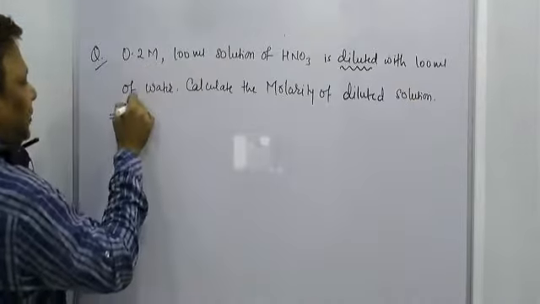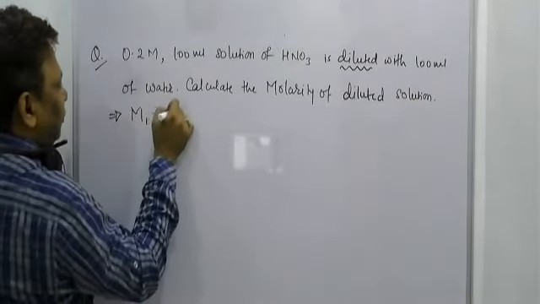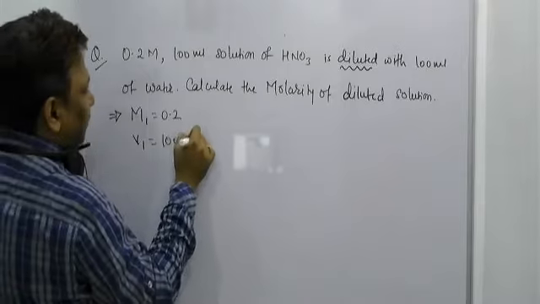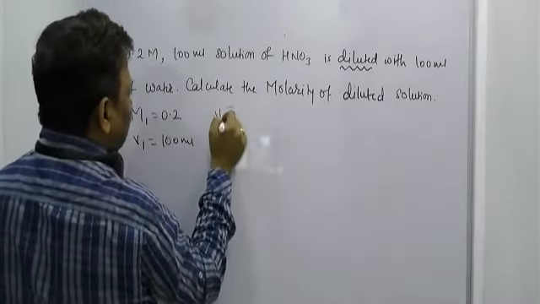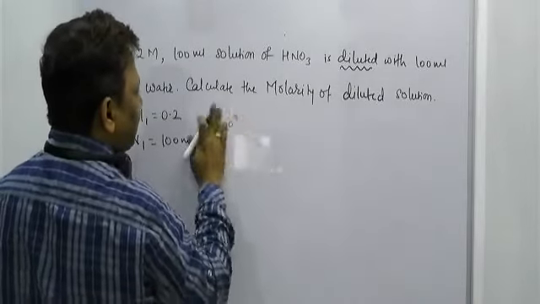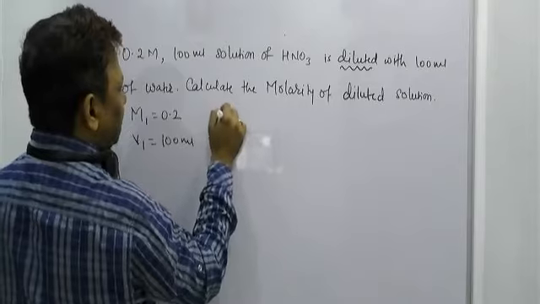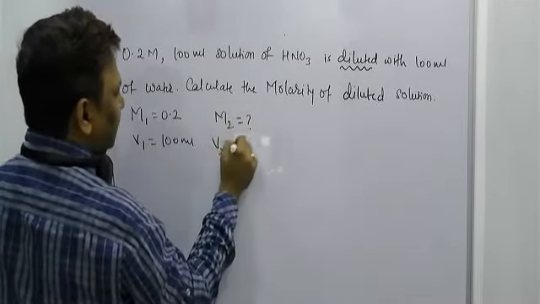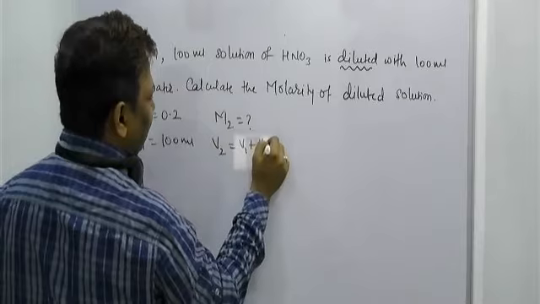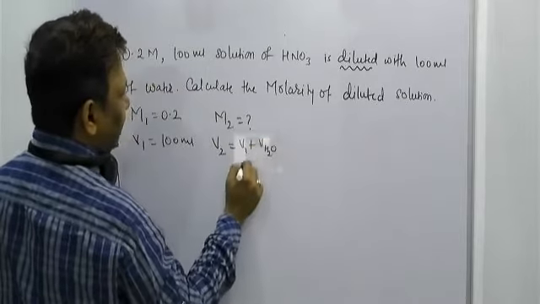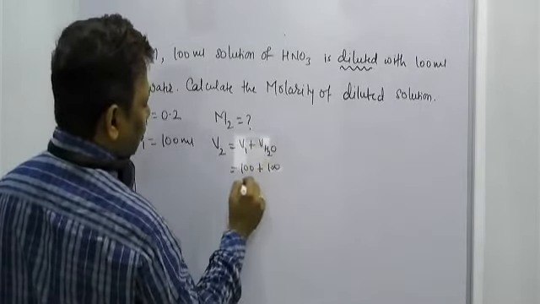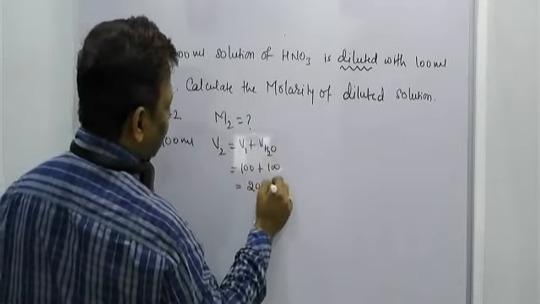Formula for HNO3, beta: initial concentration given is 0.2 molar, volume V1 is given as 100 ml. We are diluting it with water. So beta, the volume of water is how much? 100 ml. So I should get the molarity of that diluted solution. What is V2, beta? V2 is V1 plus the volume of water to be added. V1 is 100, volume of water to be added is 100. Total V2 becomes 200 ml.